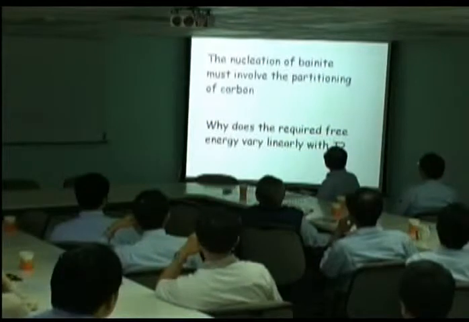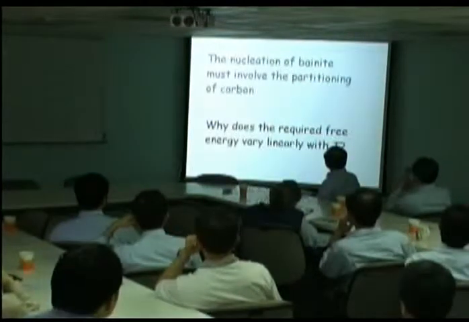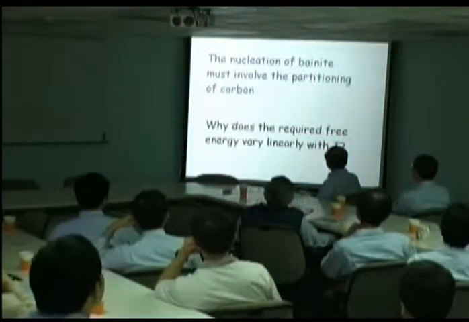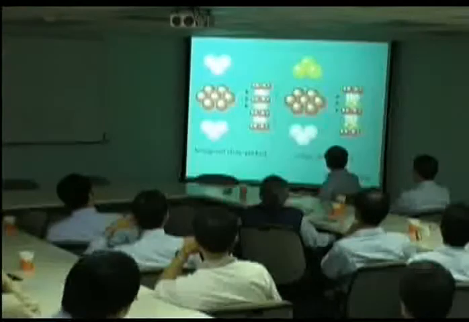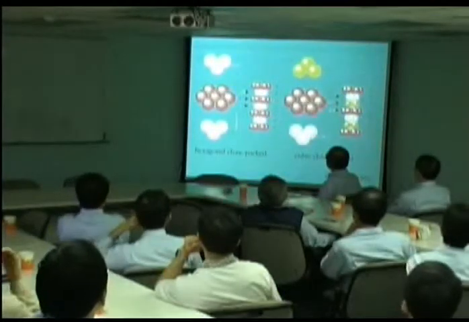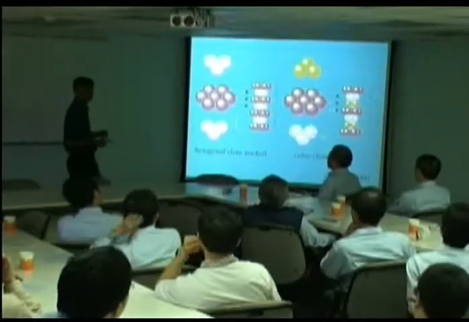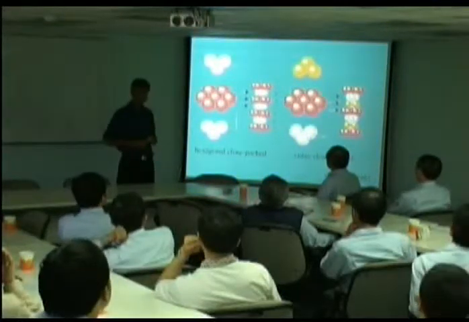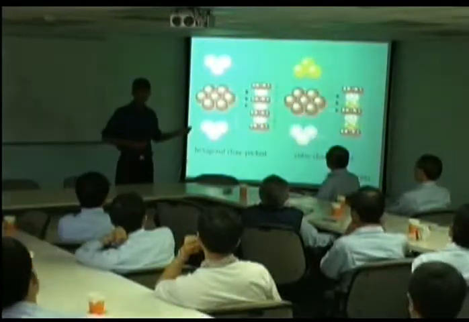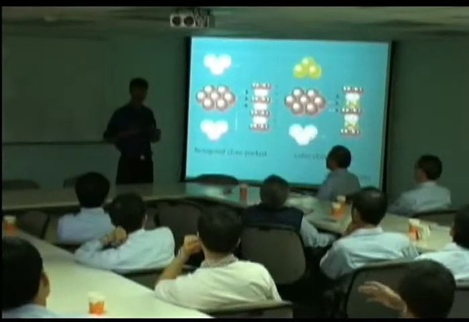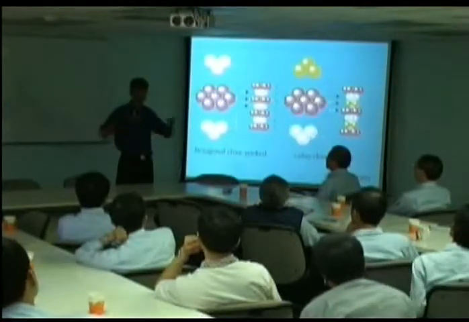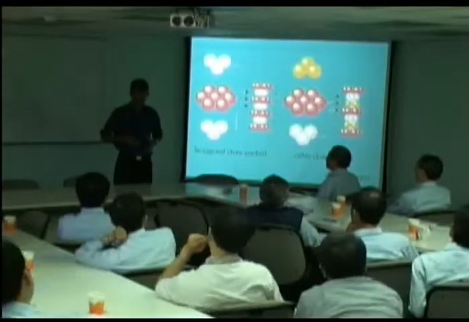Okay. Right, so why does the free energy required for nucleation vary linearly with temperature? Well, let me first of all show you the mechanism of nucleation. And I'm not going to do it for ferrite, because it's much more complicated to go from austenite to ferrite than from austenite to hexagonal iron.